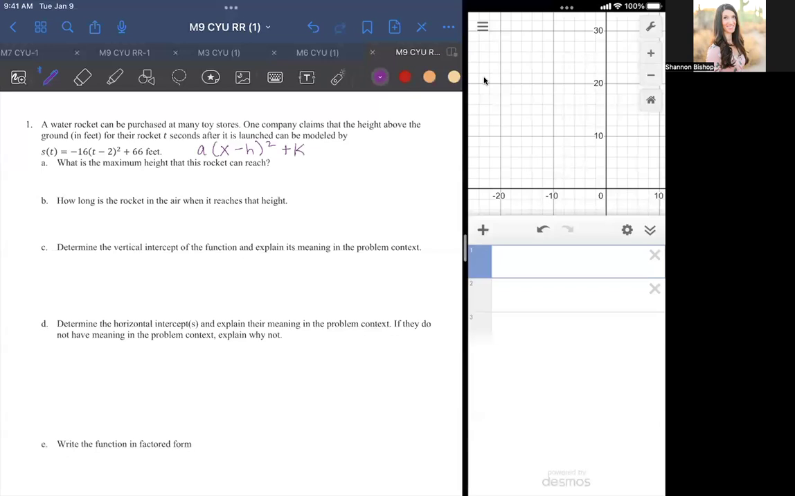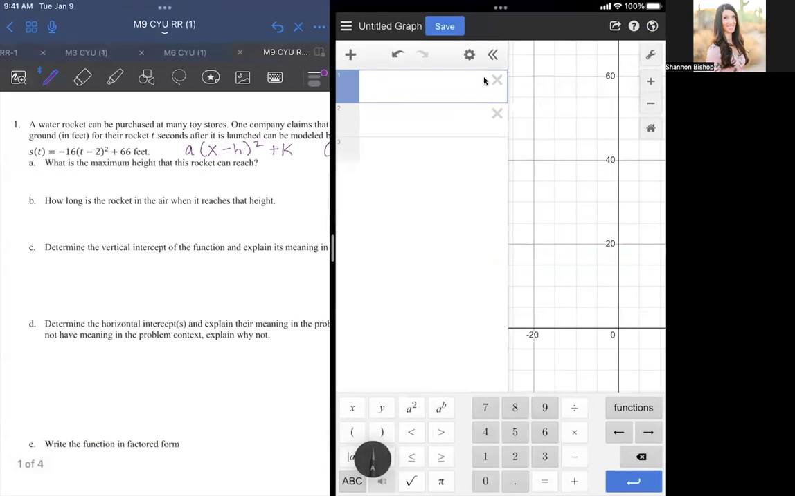And so if you think about vertex form, this function is trying to tell you that the vertex went to the right 2 units and also up 66 units. So to the right 2 and up 66 would tell us that the vertex of this function is at 2 comma 66. Now we can also certainly fact check this by plugging the function into Desmos.